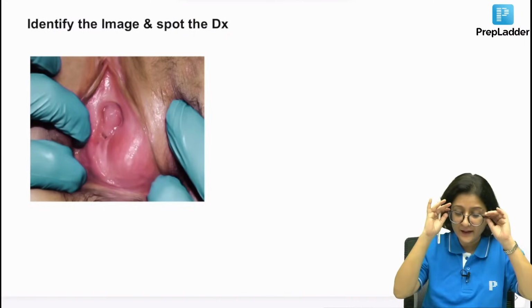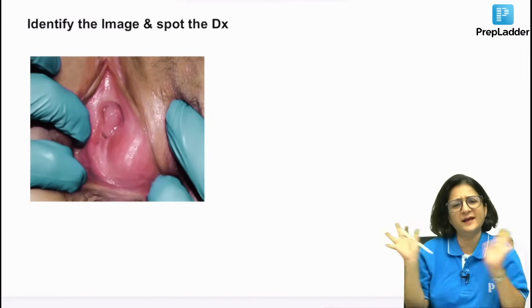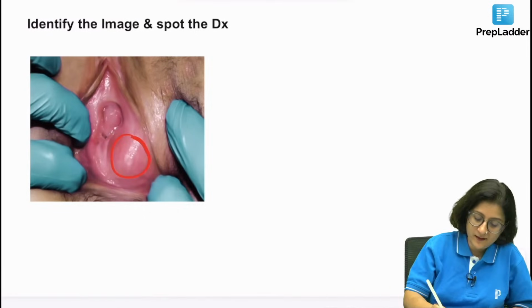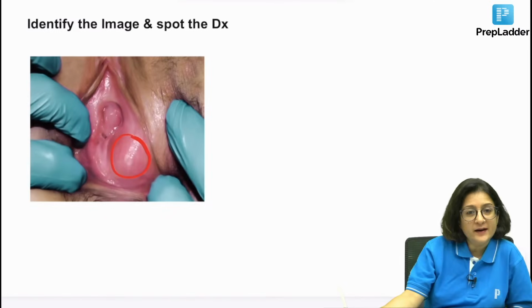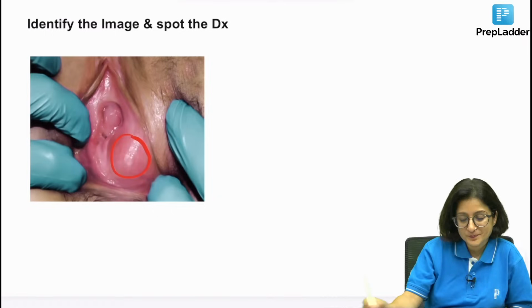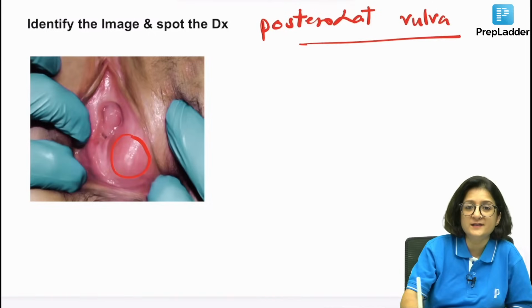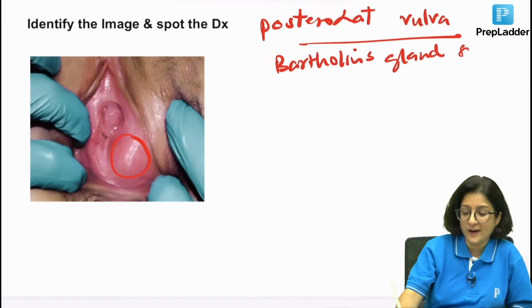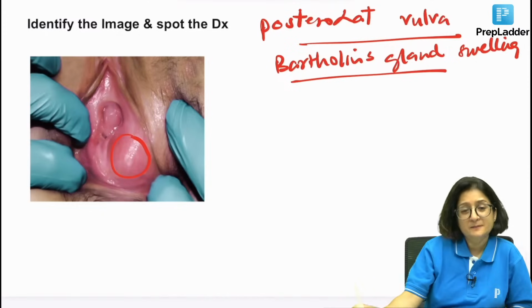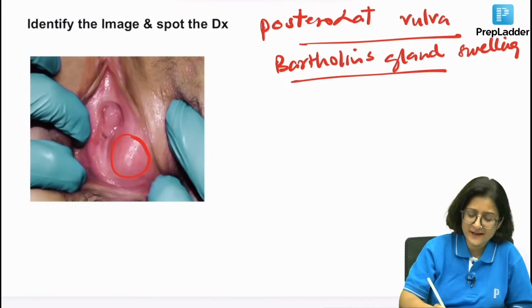Now, identify the image and spot the diagnosis. Nothing, no clue I'm giving to you. It is here. What is this? Yes, there is a swelling. The location is posterolateral, right? Posterolateral on the vulva. This is Bartholin's gland swelling. Okay. If there are no signs of infection mentioned, it's just that it is a swelling there.